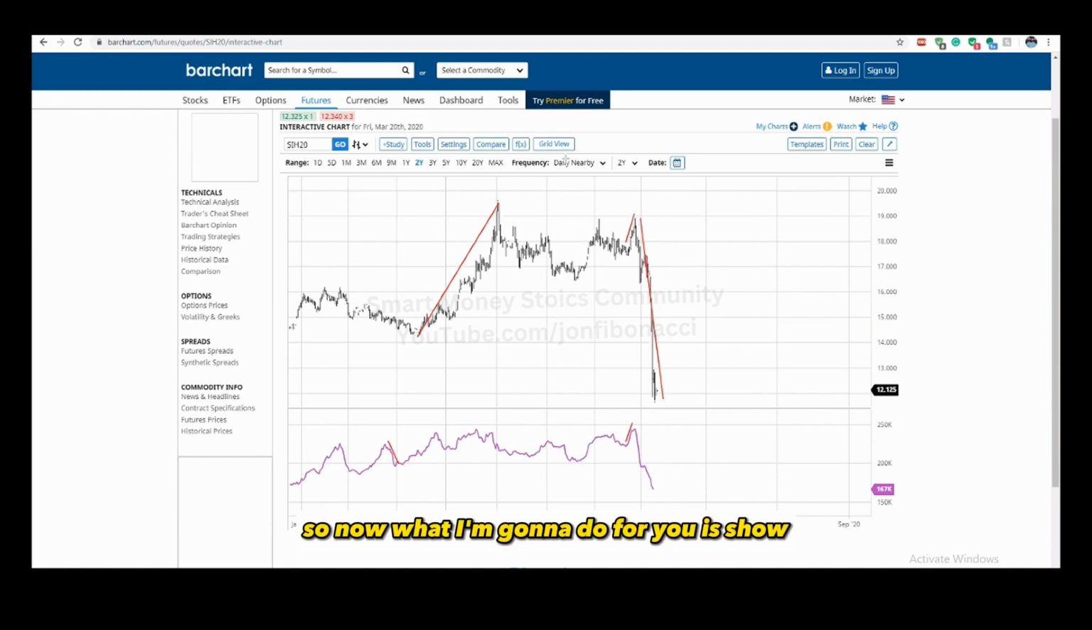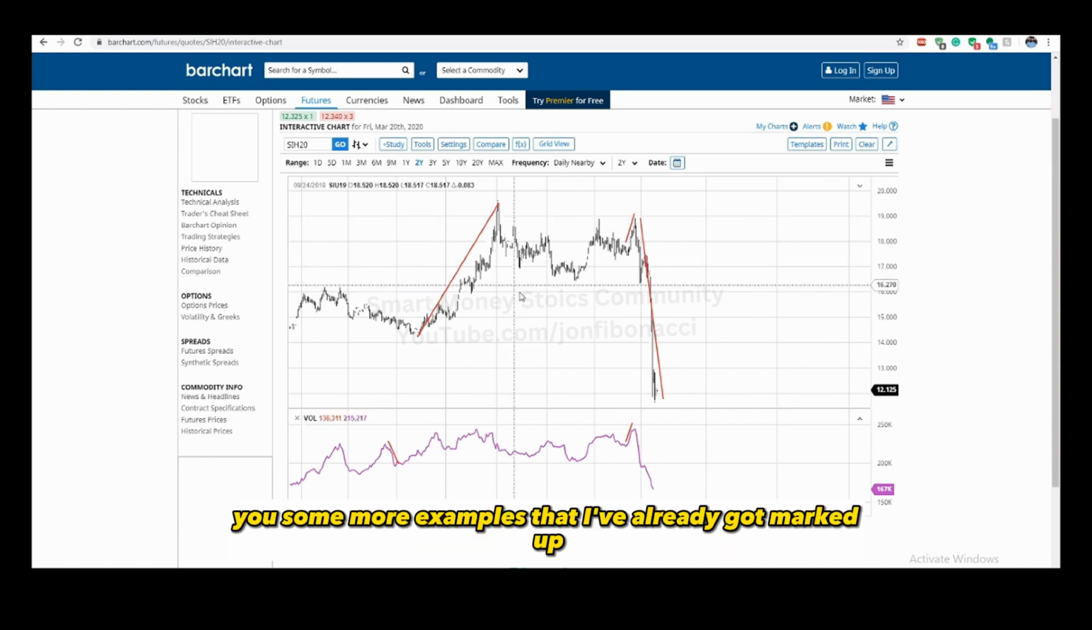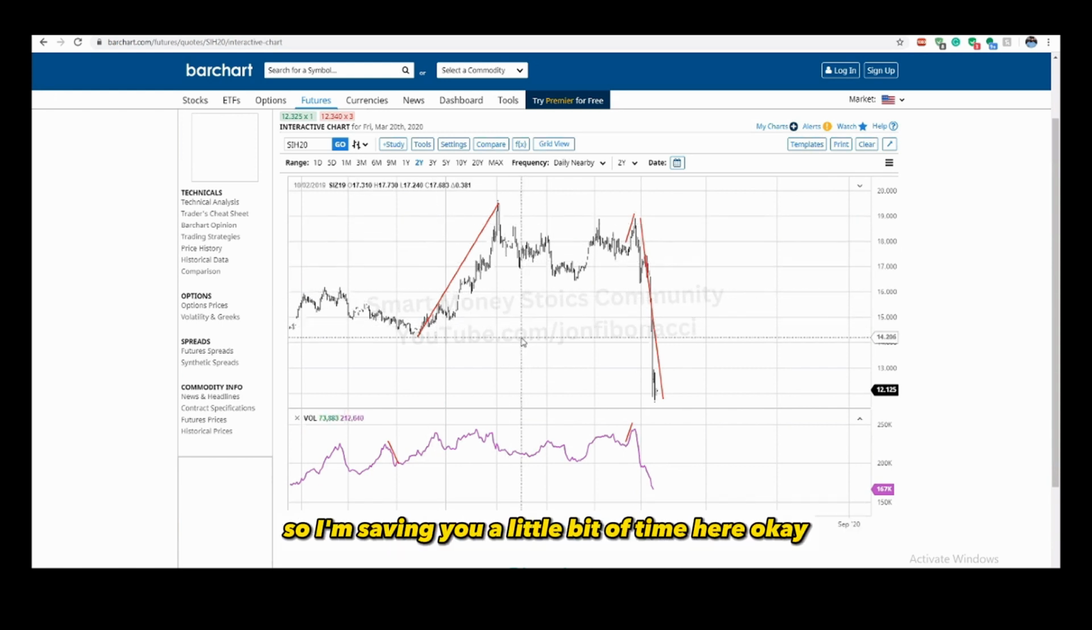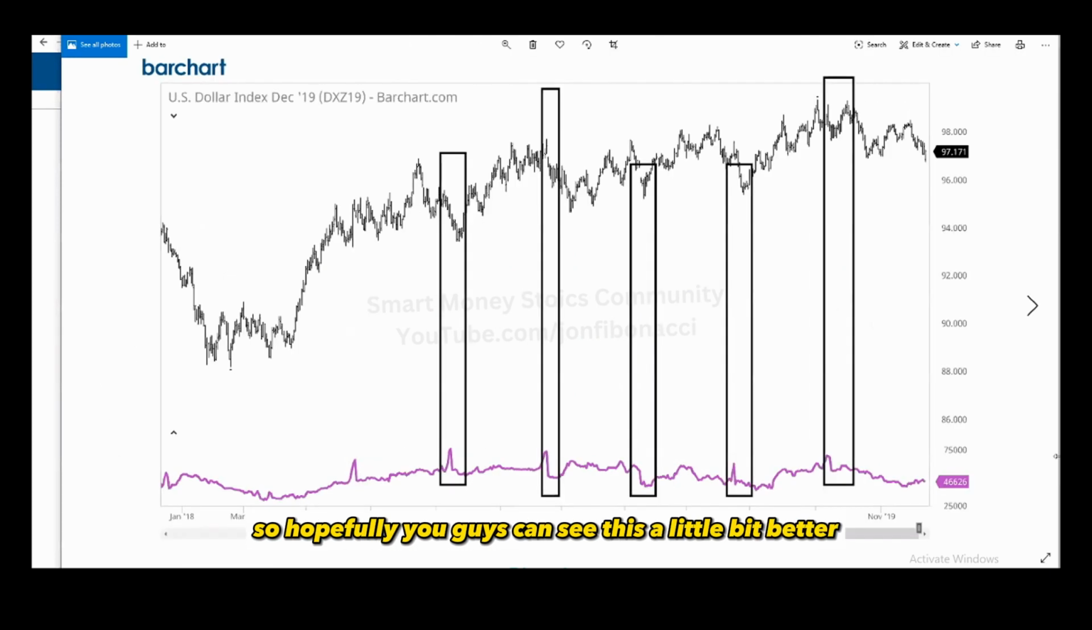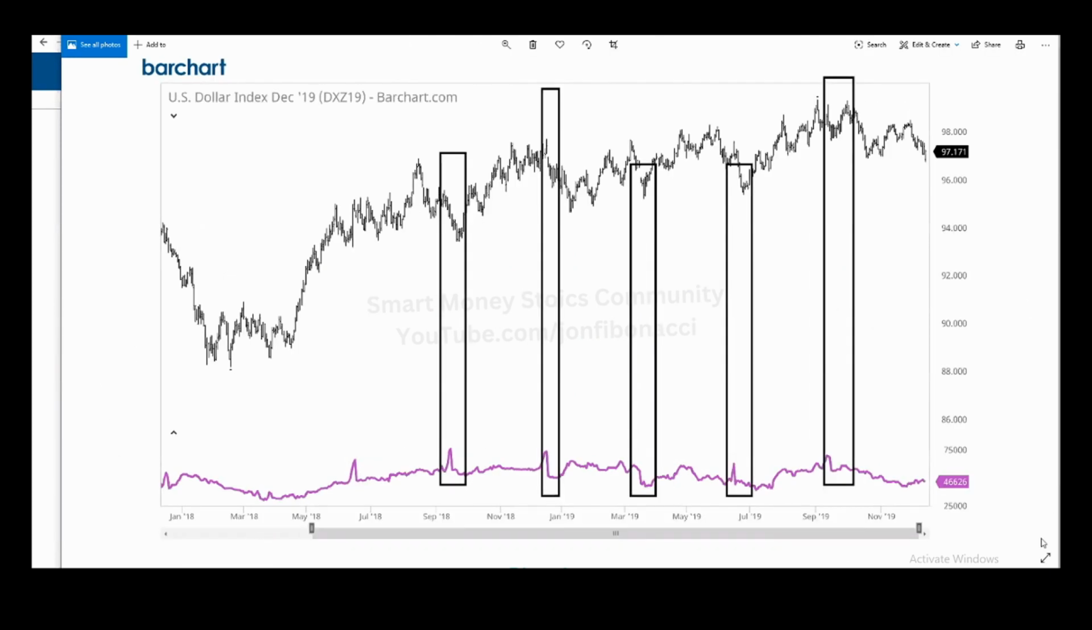So now what I'm going to do for you is show you some more examples that I've already got marked up. So I'm saving you a little bit of time here. Hopefully you guys can see this a little bit better. I've already marked up the boxes for you so you can see what the market did at what time. When open interest dropped very rapidly here, they decreased many of their short positions. When they decrease their shorts, they expect the market to go long. The market reverses. And so on and so forth.